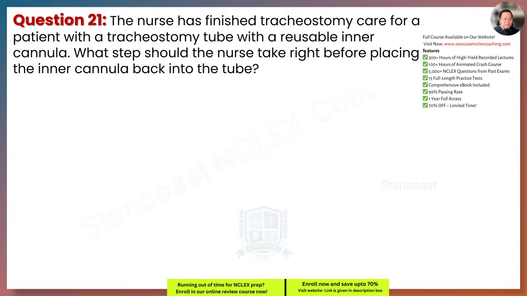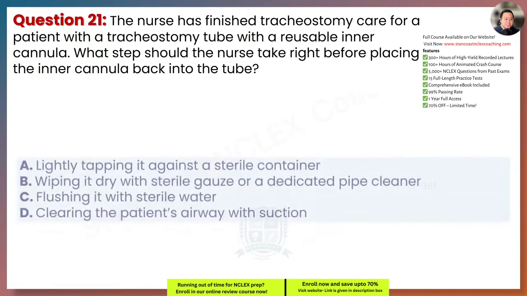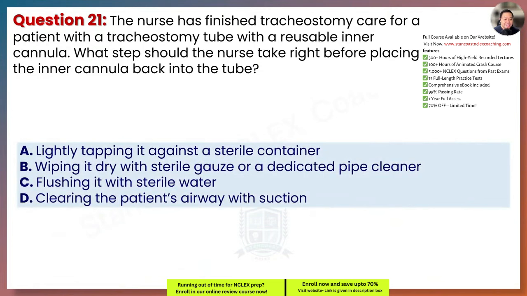Let's have number 21. The nurse has finished tracheostomy care for a patient with a tracheostomy tube with a reusable inner cannula. What step should the nurse take right before placing the inner cannula back into the tube? Options. A, lightly tapping it against a sterile container. B, wiping it dry with sterile gauze or a dedicated wipe cleaner or pipe cleaner. C, flushing it with sterile water. D, clearing the patient's airway with suction.